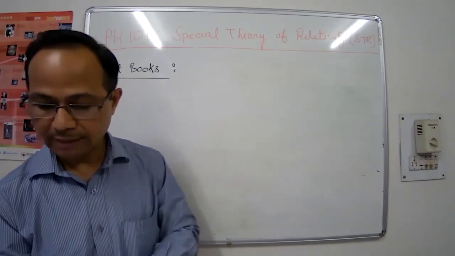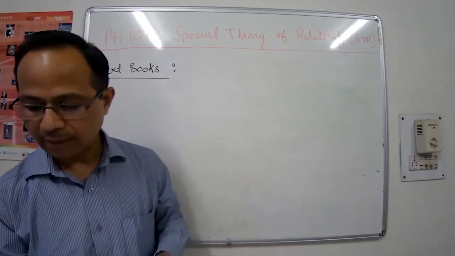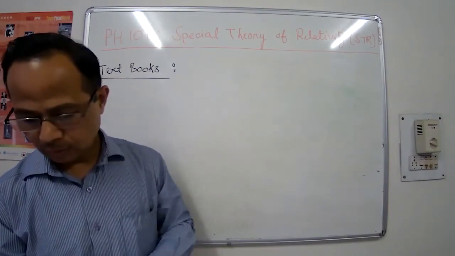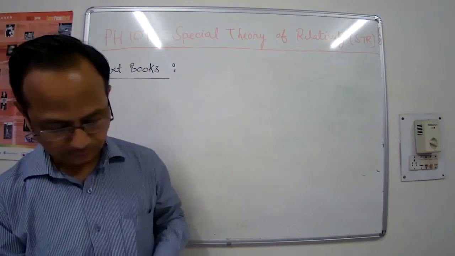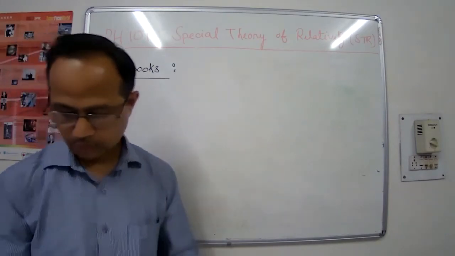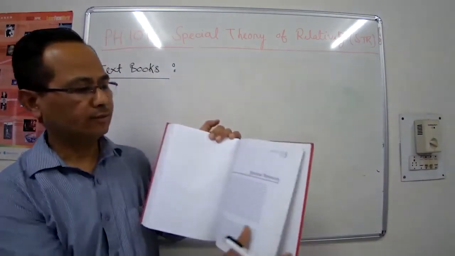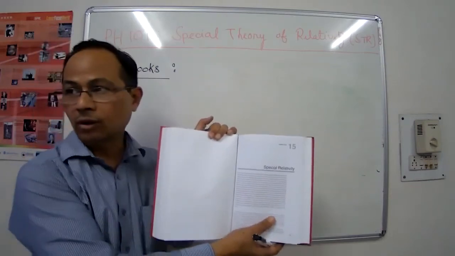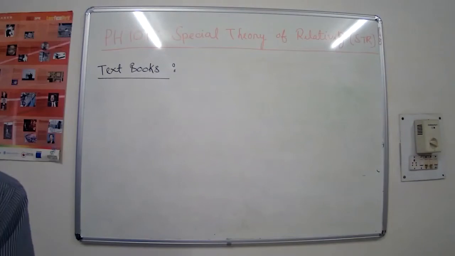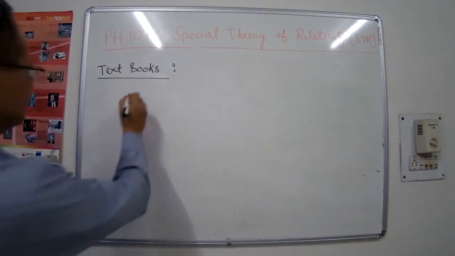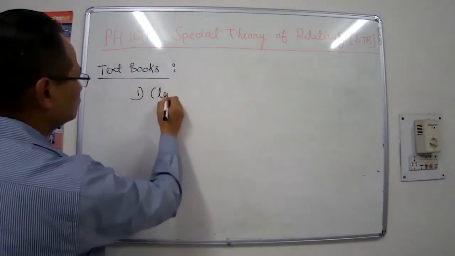It will be good if you have access to this, but if you do not have access to the book, my suggestion is you attend the classes regularly. This is chapter 15, and it talks about the special theory of relativity. I'll just write down the name of the book. So, main textbook.